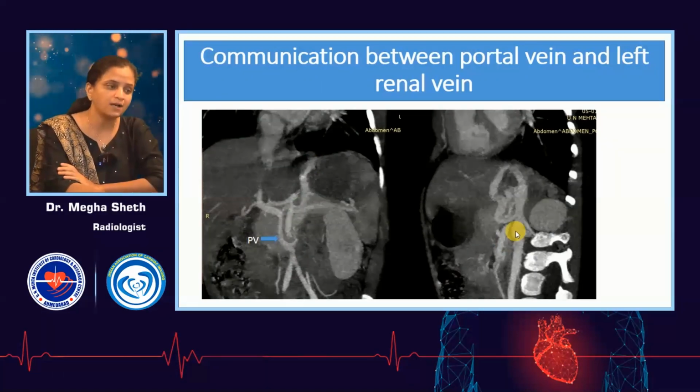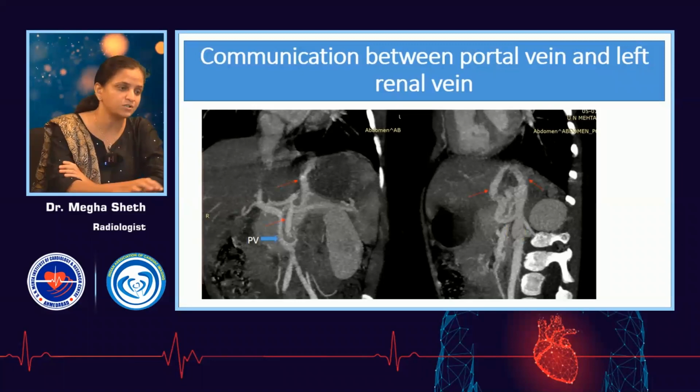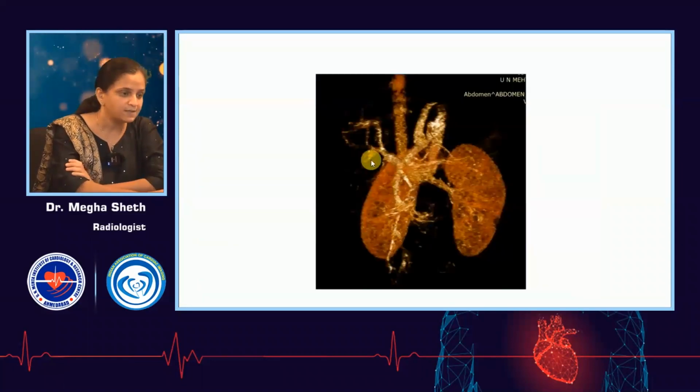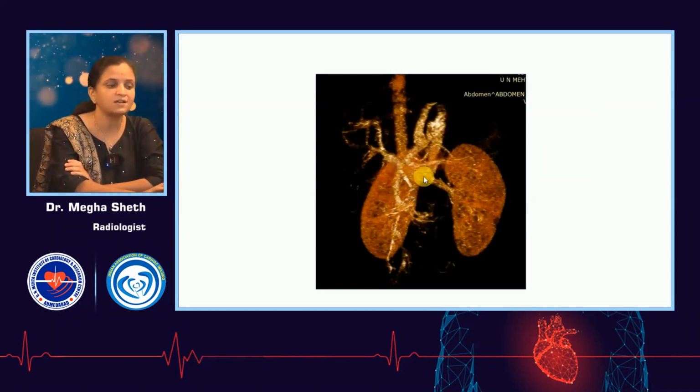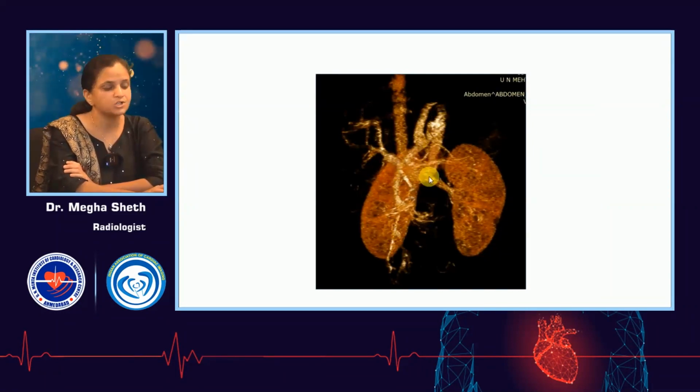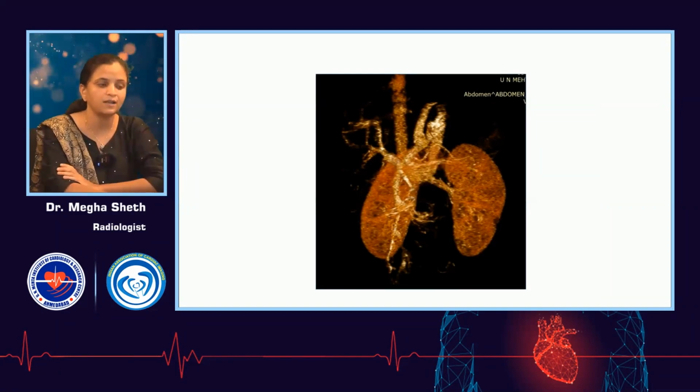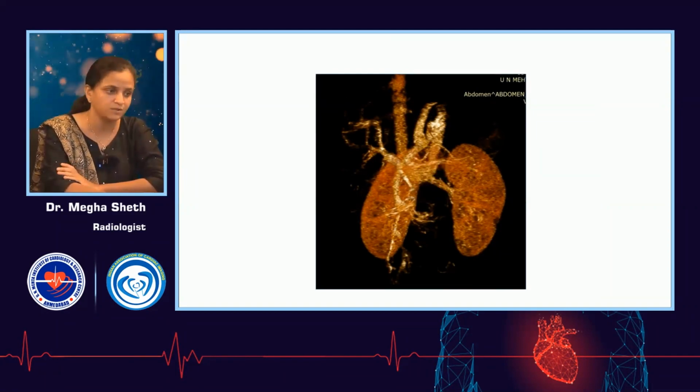I will show you the VRT image of the same patient. This is the portal vein. This is the communication that goes up and goes up, then comes down, and here it drains into the left renal vein. So such communications are difficult to diagnose on ultrasound, and it needs CT or any other modality for confirmation.